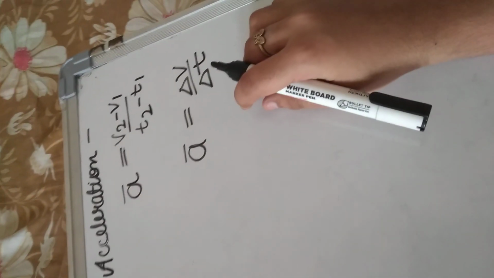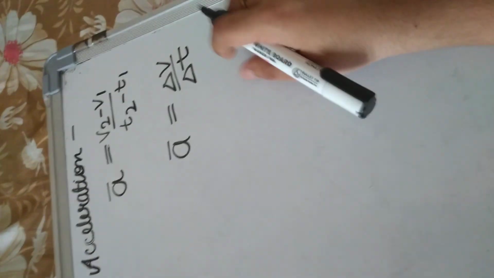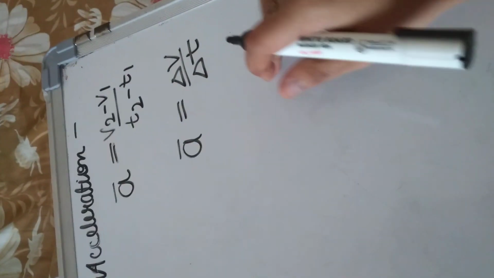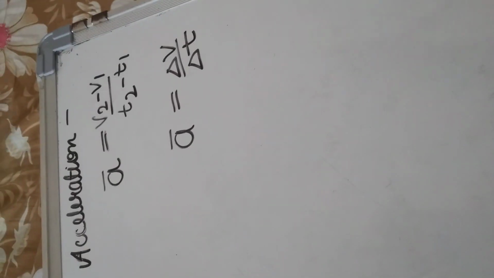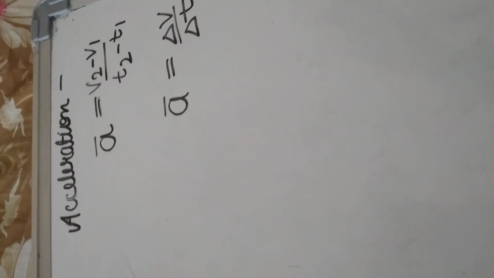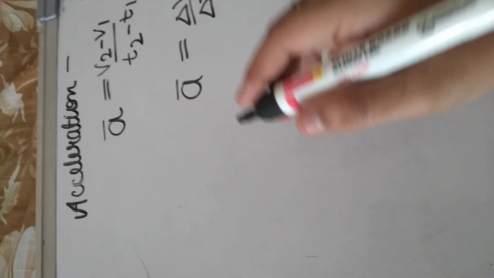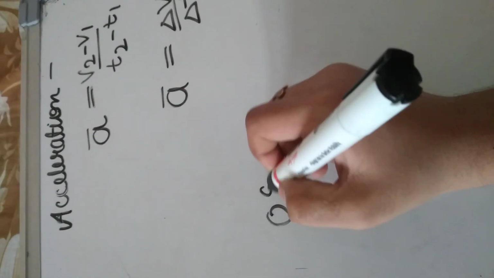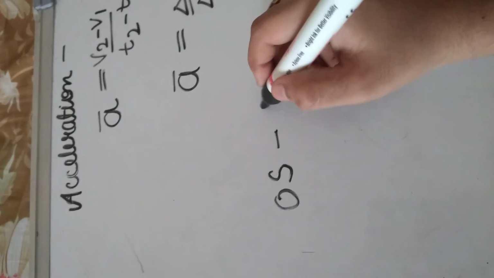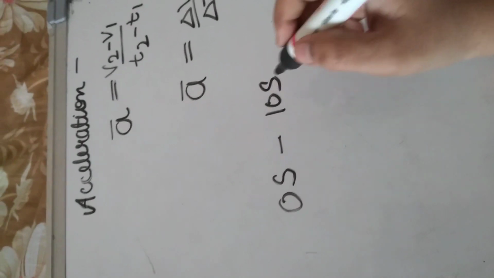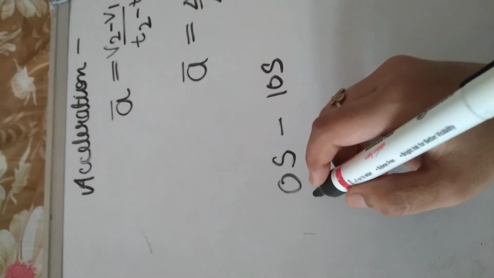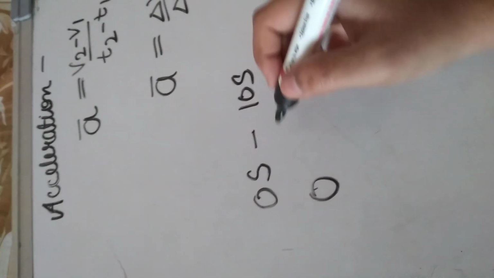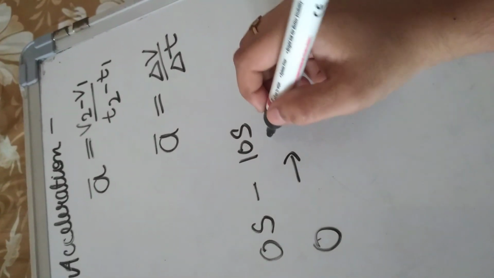This is an average acceleration, which equals delta v upon delta t. By this method we can calculate many average accelerations. For example, if it is given that a car starts moving from 0 seconds, and when it goes to 10 seconds, its velocity when it starts is 0, but when it ends, its velocity is 24.